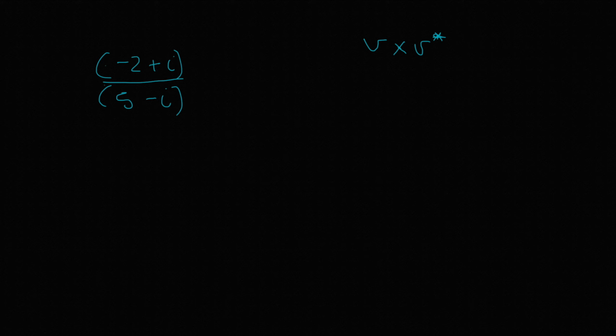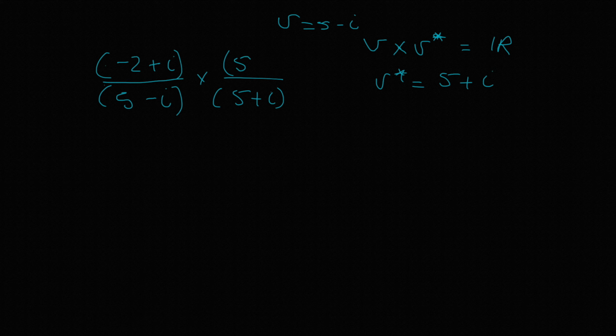Let's take an example. In this case, we say v is equal to 5 minus i. The conjugate of 5 minus i would be 5 plus i. If we multiply these two together, remember the answer would always be a real number. There will be no imaginary part left in that. So let's multiply by the conjugate of 5 minus i, which is 5 plus i, on the top and the bottom.